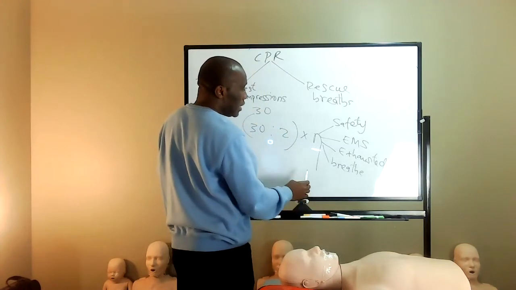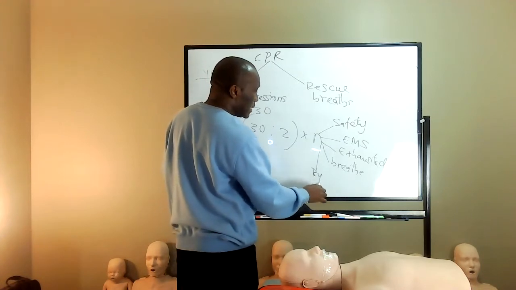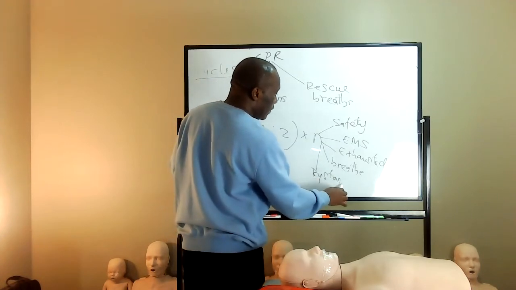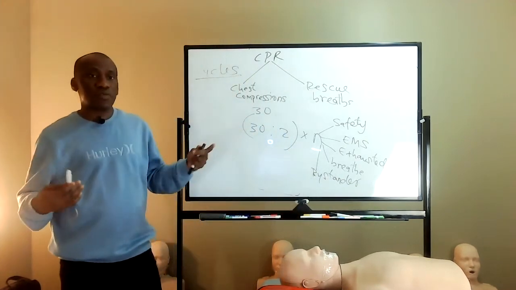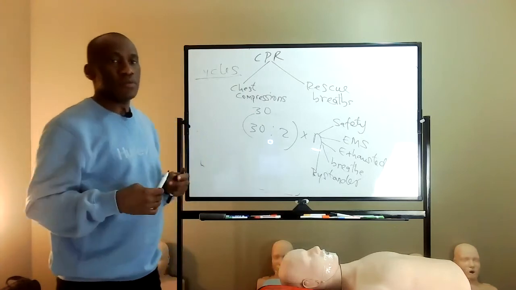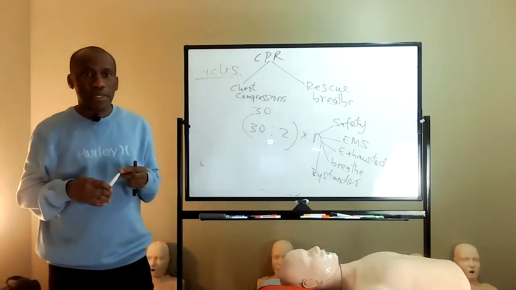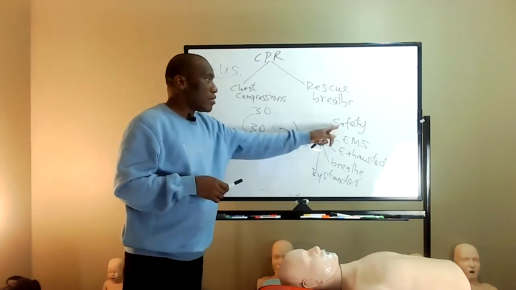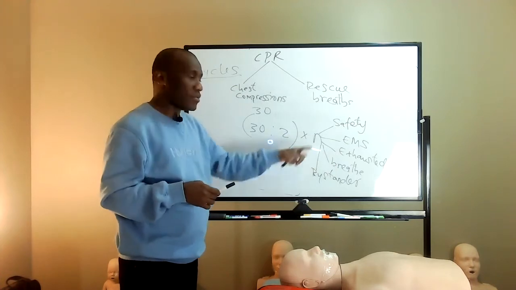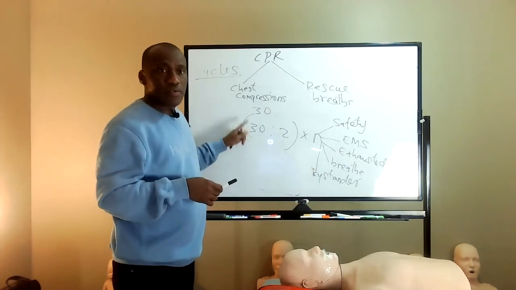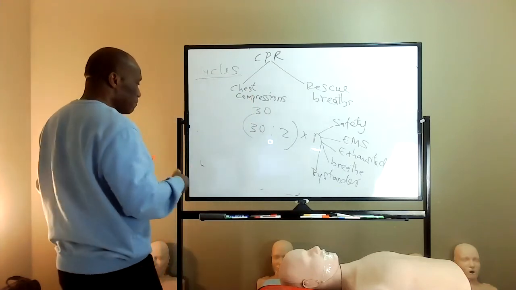Another event that can make you stop is if a bystander who knows how to do it comes and relieves you. A bystander could be a colleague, it could be anybody. So those are the 5 events, any of which can stop you. Otherwise, you have to keep on doing cycles of 30 chest compressions followed by 2 breaths.